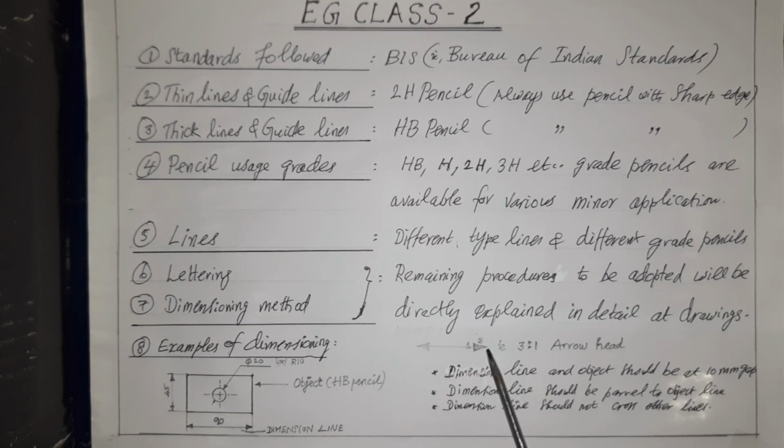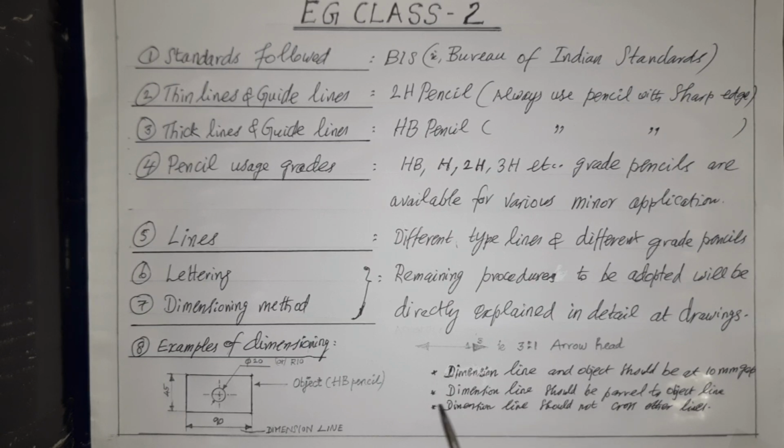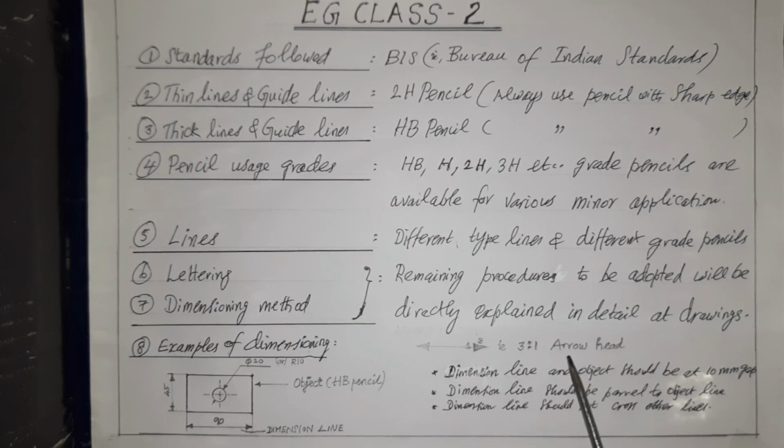But the size of the arrow depends upon the length of the line. When the length of the line is too much, the arrow size should also be higher. When the length of the line is lower, then arrowhead size should also be relatively lower. This should be remembered, even though it is maintained in the ratio of 3:1.